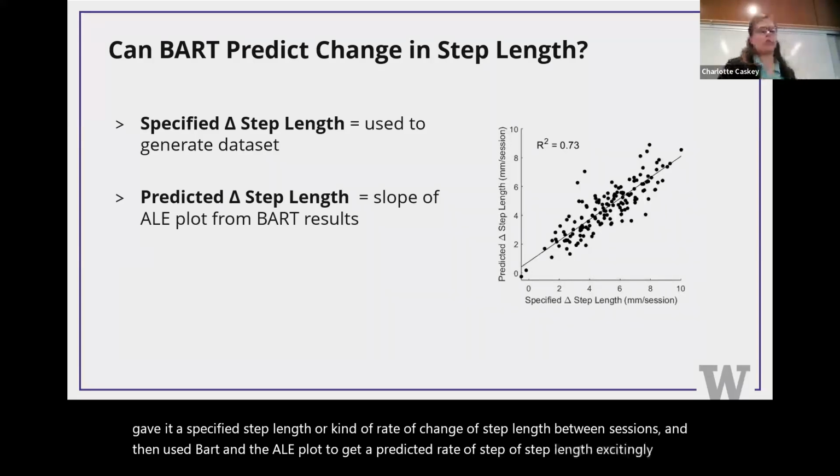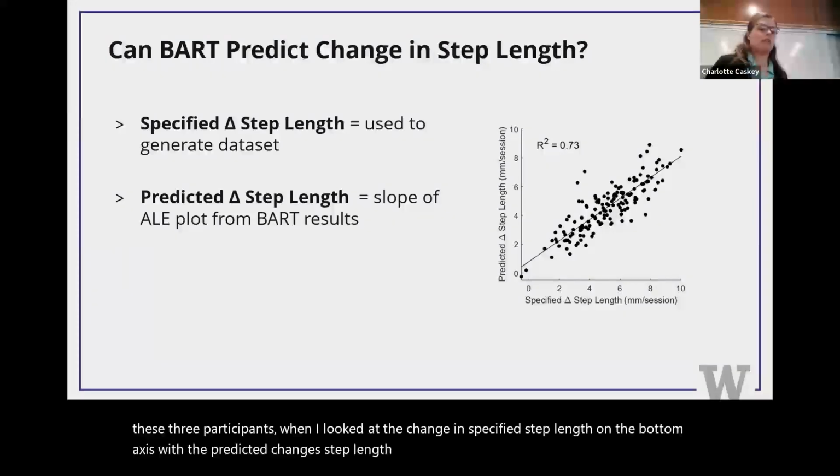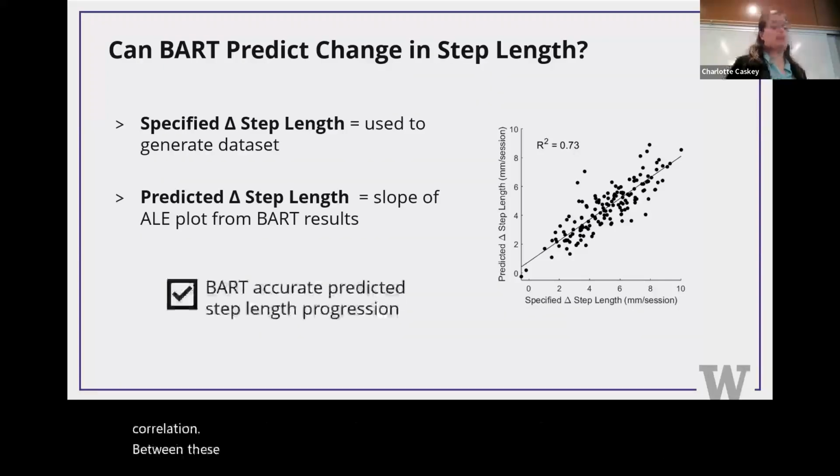Excitingly, across these 3 participants, when I looked at the change in specified step length on the bottom axis with the predicted change in step length from BART on the vertical axis, we see a strong correlation between these two, suggesting that BART is able to accurately predict step length progression.